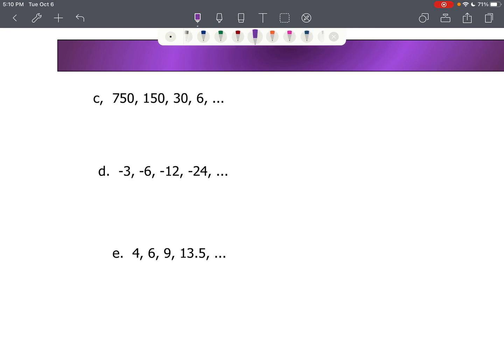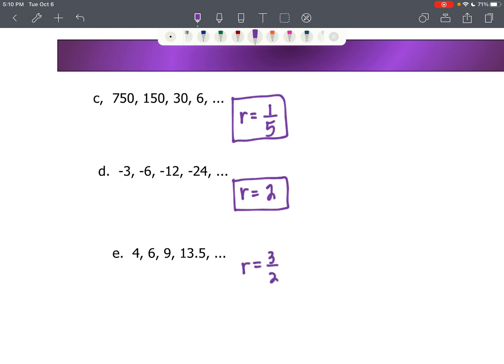Okay, welcome back. Hopefully you did press pause and you're going through these videos with integrity. We are going to check our answers. For the first one, R equals 1/5. The second one, R equals 2. And the third one, R equals 3/2.